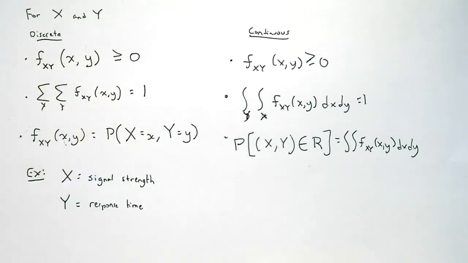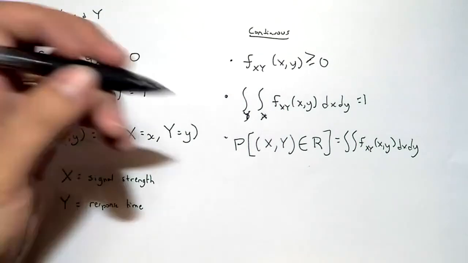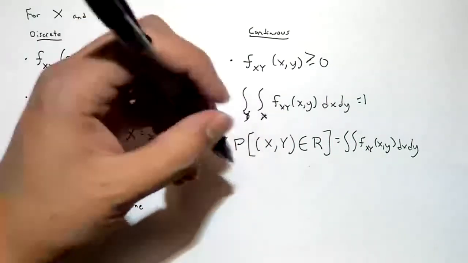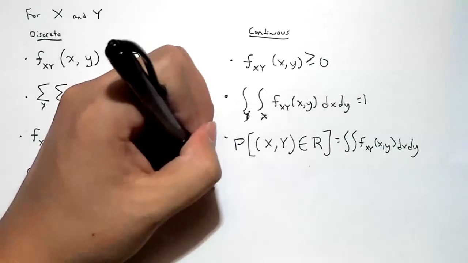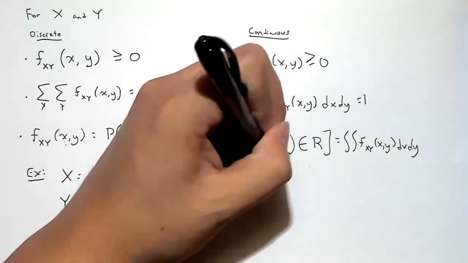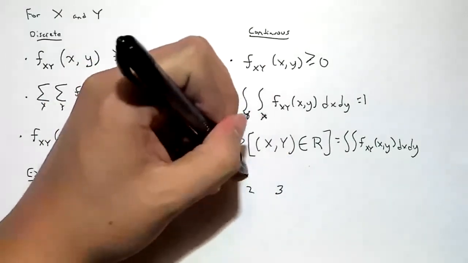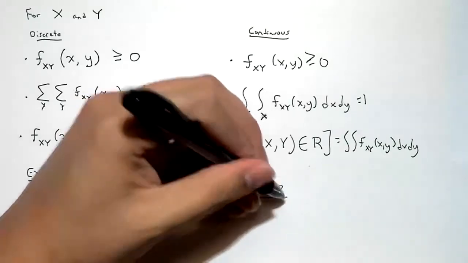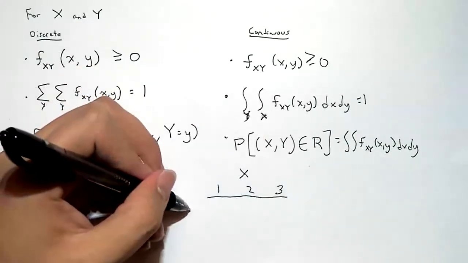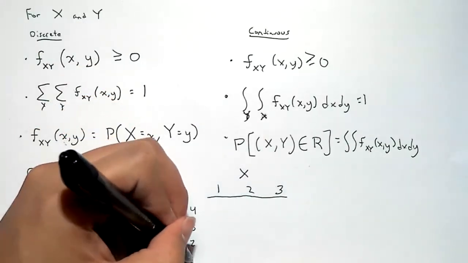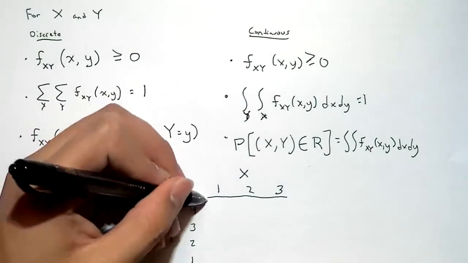An example of what a joint probability distribution would look like would be to plot my signal strength and my response time in two different axes, and then just create a table with different probabilities at each different point. I could, for example, define my signal strength as 1, 2, and 3. This is just my X values. And my response time as 4, 3, 2, 1. That's my sample space.